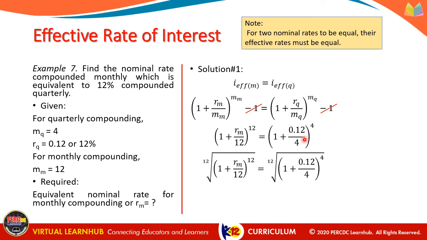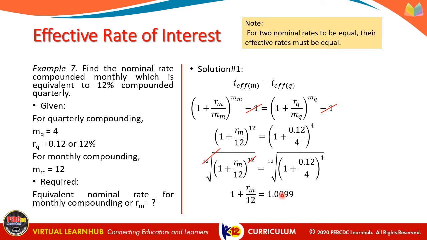Next, we need to get the 12th root of both sides of the equation. The 12th root of (1 plus r sub m over 12) raised to 12 is equal to the 12th root of (1 plus 0.12 over 4) raised to 4. We can cancel the 12th root and the exponent 12 on the left side of the equation. Simplifying further, we get 1 plus r sub m over 12 is equal to 1.0099. 1.0099 is equal to the 12th root of (1 plus 0.12 over 4) raised to 4.